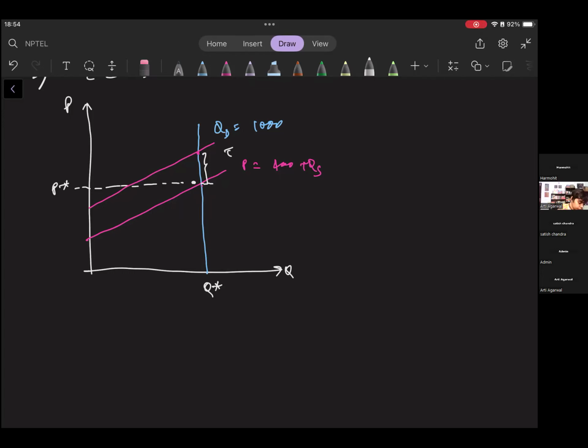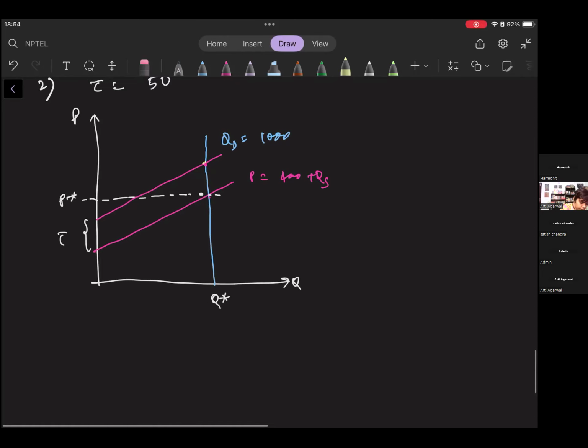Okay, this is tau. It's a bit untidy. Now you need to find this price. Because your demand curve is a vertical line, this is the price paid by the consumer, which is P star plus tau. That is the market price, right? After shifting, we can see this is the new equilibrium. This was the first equilibrium, E. Now this is E prime after shifting of the supply curve.